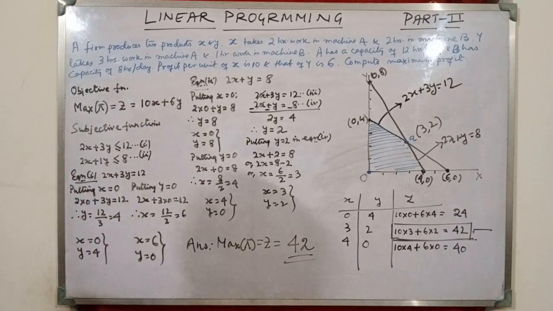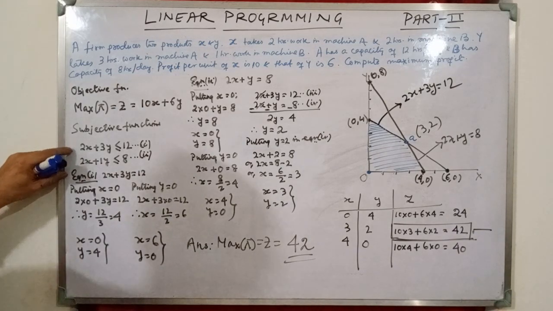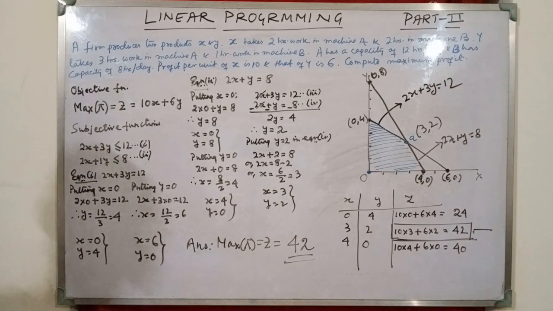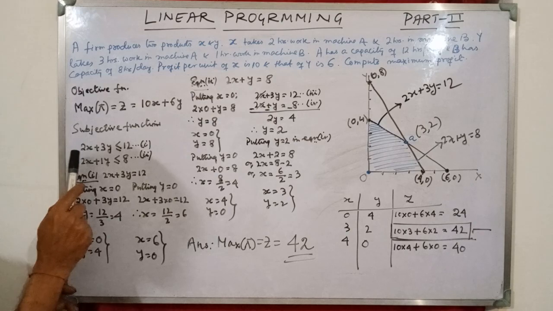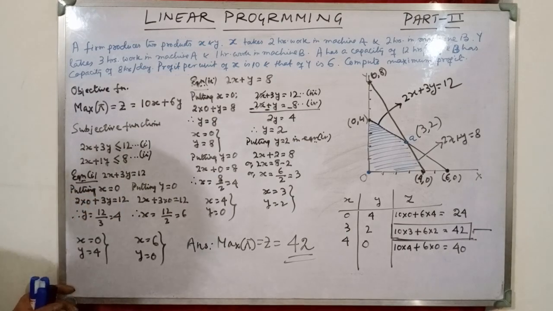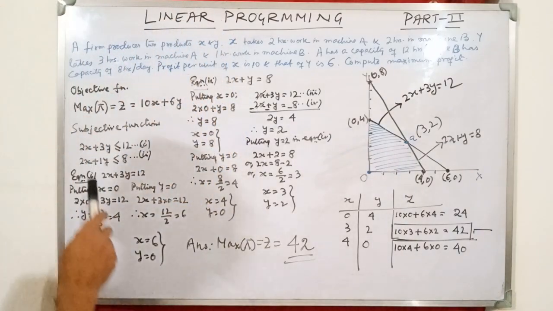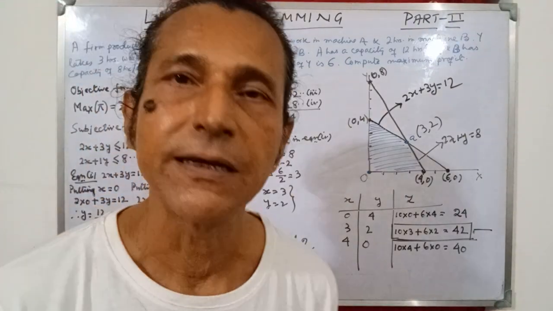Then we have formulated the linear constraints, that is 2x plus 3y is less than or equal to 12. Product X takes 2 hours in machine A and 2 hours in machine B, and product Y takes 3 hours in machine A and 1 hour in machine B. So 2x plus 3y is less than or equal to 12 because capacity of machine A is 12 hours per day, and 2x plus y is less than or equal to 8 because capacity of machine B is 8 hours per day.